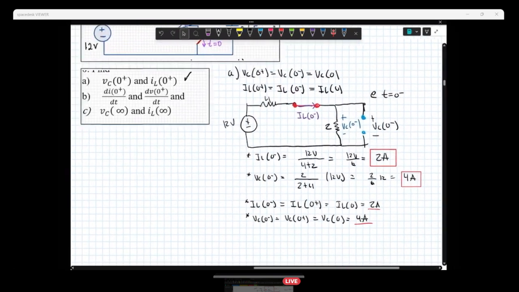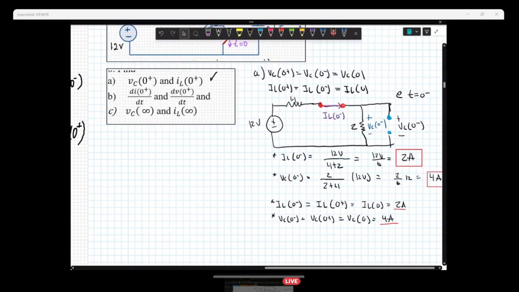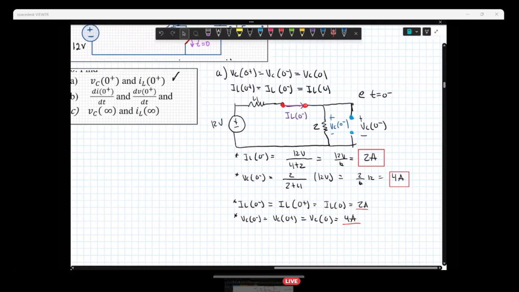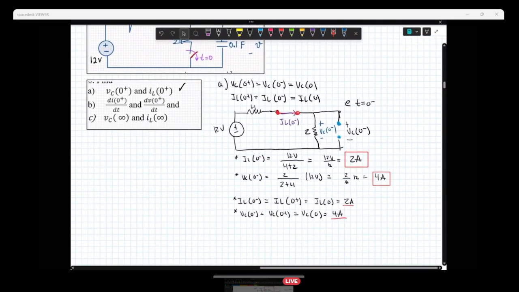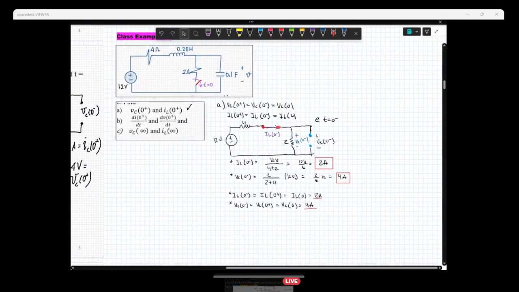We're also asked to find di/dt at 0 and dv/dt at 0. So I'm going to draw a different circuit. And I'll have 4 volts. Not amps. 4 volts. Volts.